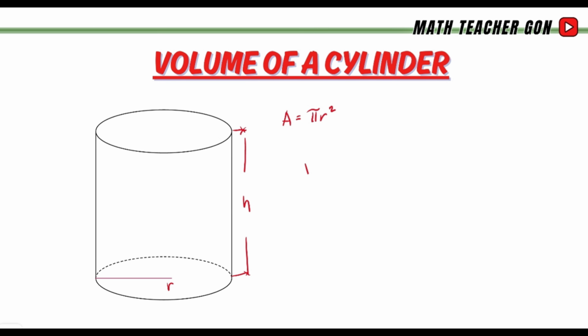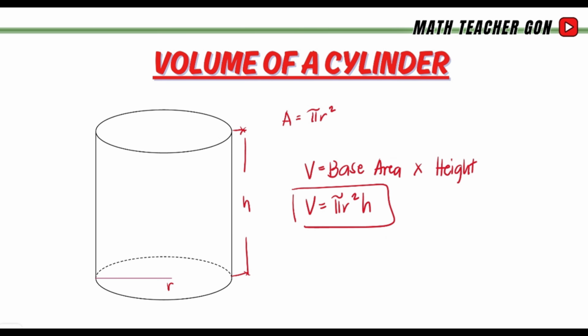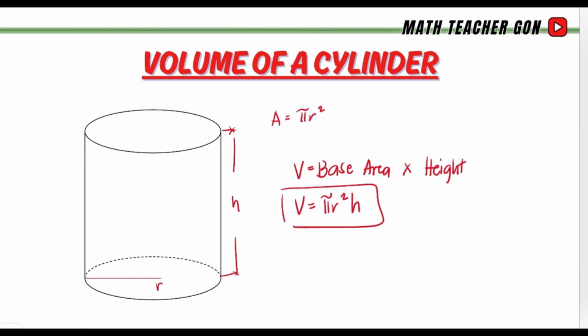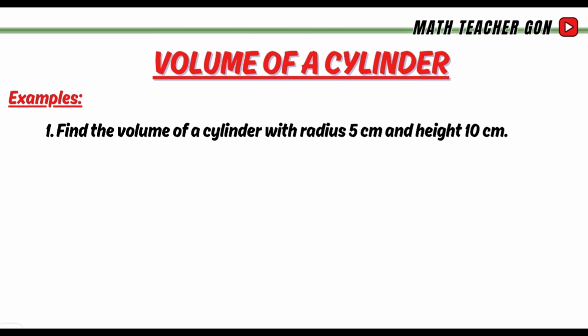So therefore, the volume is equal to the base area times the height. So in symbols, we have pi r squared times height. So we will be using this formula in calculating the volume of a cylinder. So let's try some examples.